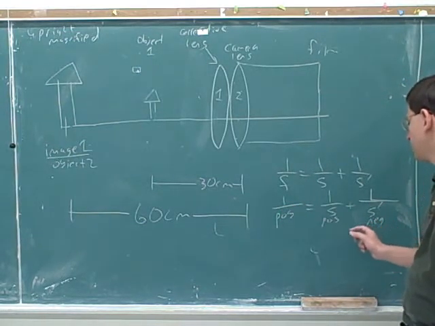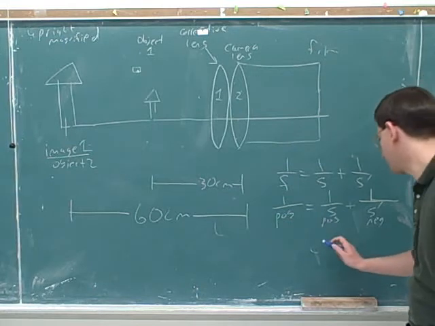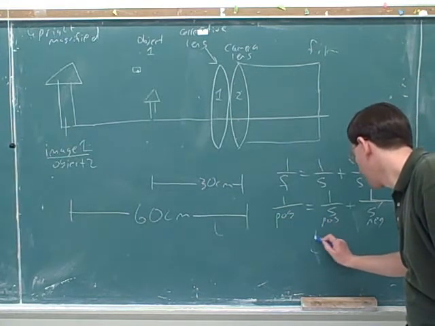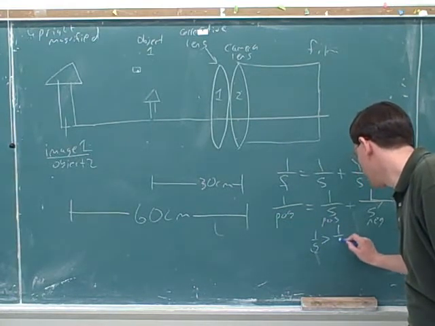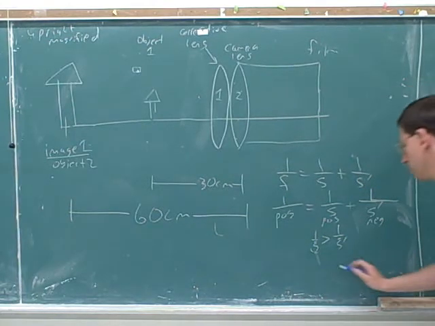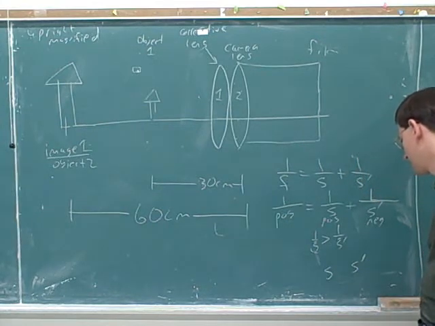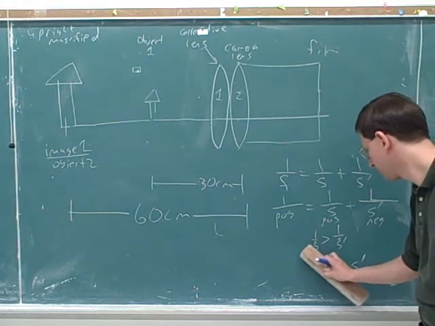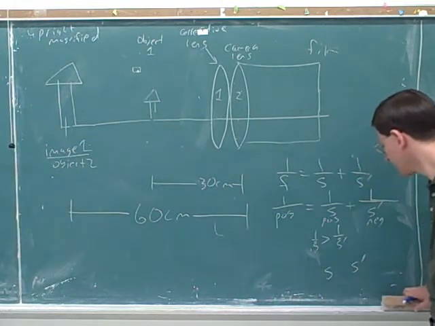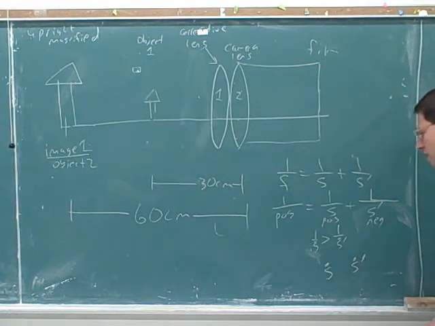So which of these two fractions is bigger, 1 over s or 1 over s prime? 1 over s. This must be the bigger fraction. 1 over s is bigger than 1 over s prime in magnitude. Now I'll put in the dots for magnitudes. So who's bigger, s or s prime? S prime. Why is that? Because the inverse of it is smaller.